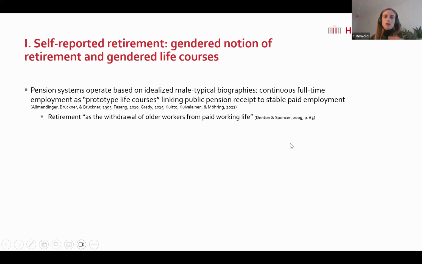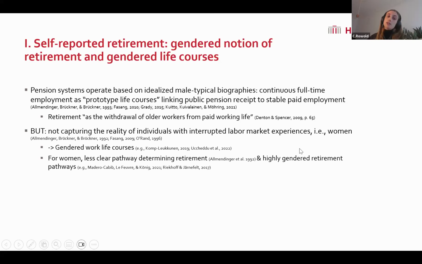All right. Maybe a little bit of background why looking at self-reported retirement might be a bit problematic. I argue that this is due to the gendered notion of retirement and also gendered life courses. So on one hand, pension systems operate based on a, so to say, idealized male typical biography of continuous full-time employment as kind of like prototype life course, and then they link public pensions, but also more broadly private pensions, to stable paid employment. Here we see, for example, a very popular definition of retirement as the withdrawal of older workers from paid working life.